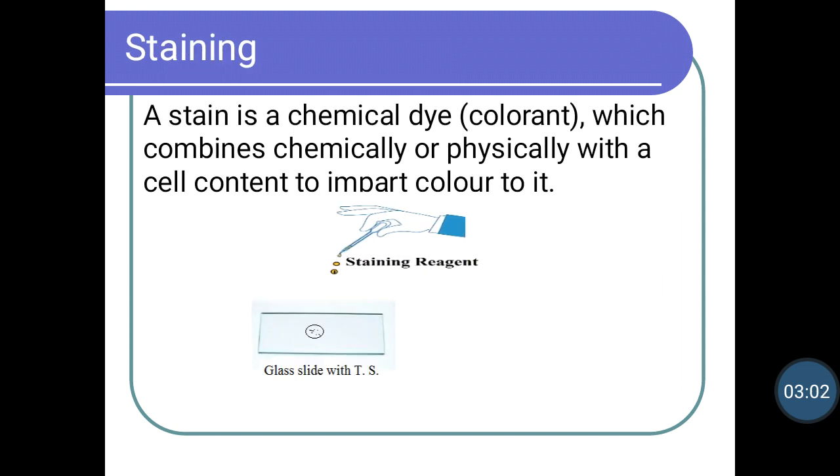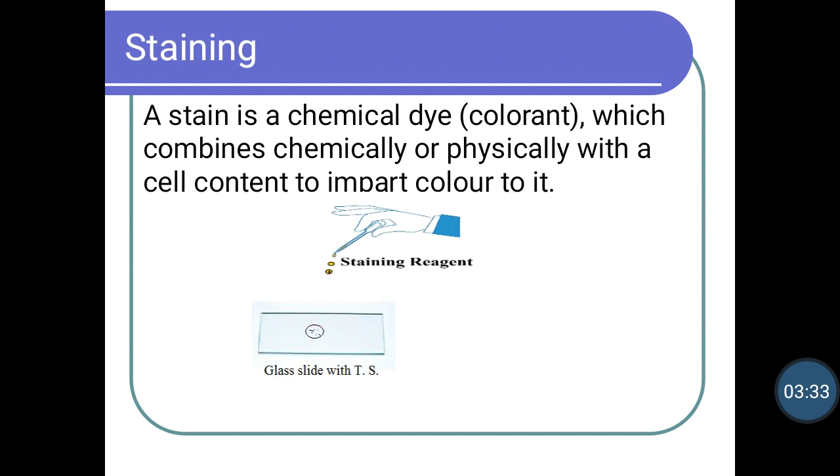After that, staining is important. A stain is a chemical dye or colorant which combines chemically or physically with cell content to impart color to it. For example, Sudan Red 3 dissolves in the fixed oil present in oil seed and gives the red coloration.